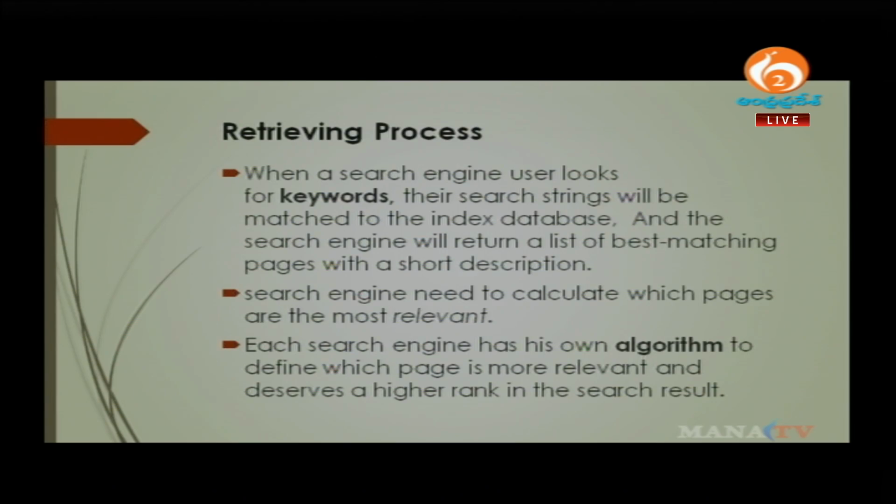and the search engine will return a list of best matching pages. If the keywords which we enter in the search bar are exactly the keywords which are in the index, then those particular results will be coming first. If there is a little change or if one or two keywords are missing, then it will come later. So, the best matching will come first, with the page URL and also with a short description. So, the retrieval process is done by the search engine, which will calculate which web pages are most relevant.